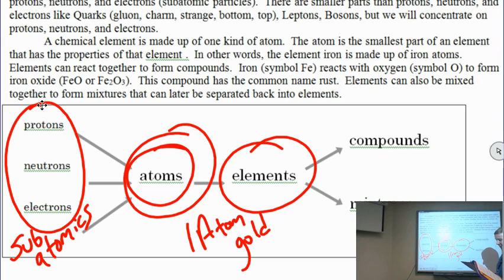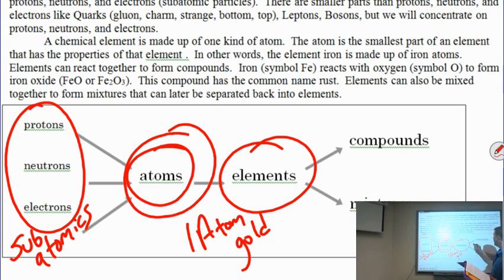Elements can react together to form compounds. Iron, the symbol Fe, reacts with oxygen, symbol O, to form iron oxide. It gives you the two formulas. This compound has a common name of rust. Elements can also be mixed together to form mixtures and later separated back into those elements.